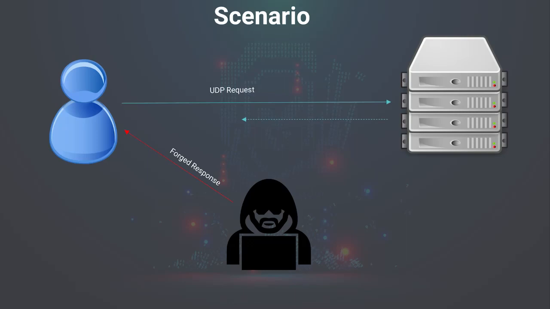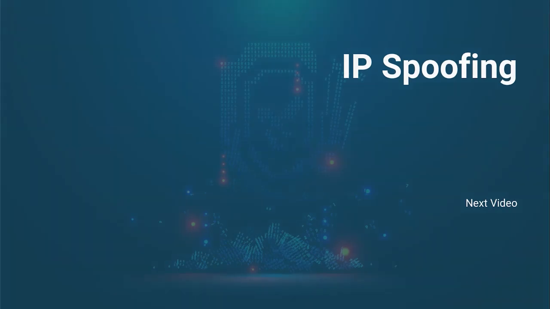Just to reenact the scenario, unlike TCP, the UDP protocol is not going to wait for a handshake. So once a client sends a request to the server, now the server is going to bombard back with the responses. So in this particular case, we can forge either the victim or the server by using this particular knowledge. That's the first video. Thank you.